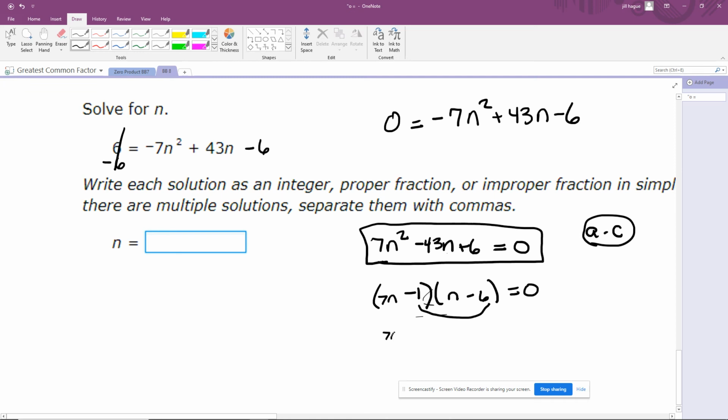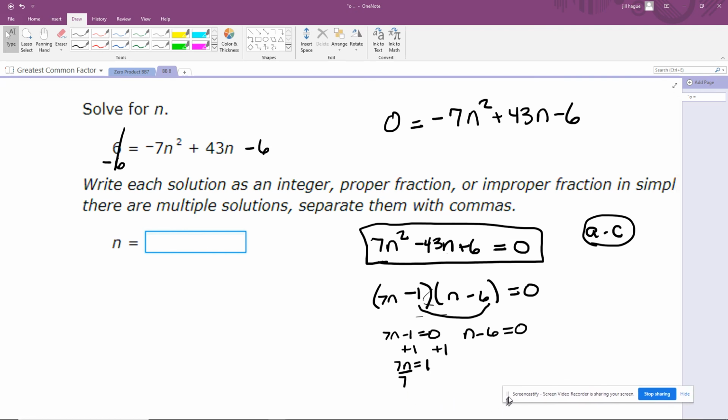Okay, then you're just going to set them equal to 0. 7n minus 1 equals 0. n minus 6 equals 0. We're going to add 1 to both sides, and we get 7n equals 1. Divide by 7. Hold on a sec. Divide by 7, both sides. And I lost my pen. There we go. And n is equal to 1/7. So I know that's one of my answers.